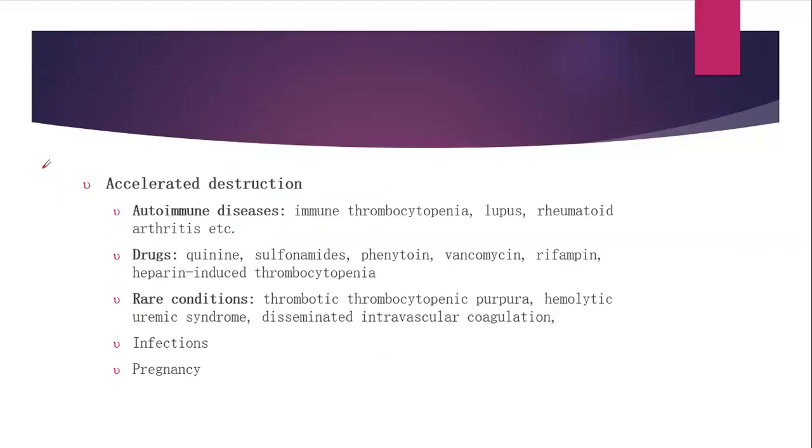Now the third one is due to increased destruction of platelets. That may be either due to autoimmune diseases like immune thrombocytopenia or SLE, that is systemic lupus erythematosus, or rheumatoid arthritis, or even due to some drugs like quinine, that is an antimalarial, and some sulfonamides, even phenytoin, an anticonvulsant, the antibiotic vancomycin, or even rifampicin, a first-line anti-TB drug, and heparin-induced.